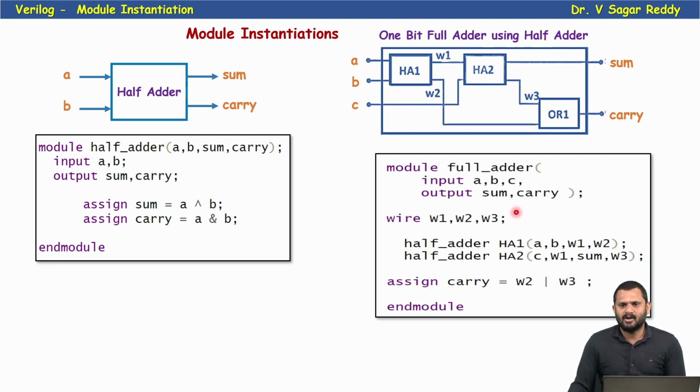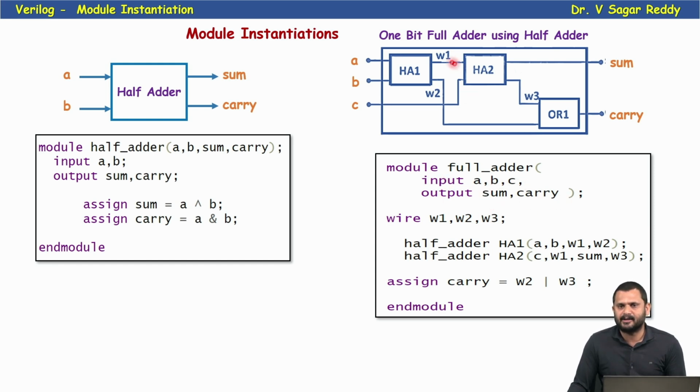Now this is my output, the Verilog code for this full adder. Module full adder having a b c as input and sum and carry as output. Here I just list the ports and declare them as input, but we can do it like this also. In this style you can mention them as input a comma b comma c. Either you can do like this, listing the ports and then declaring them as inputs and outputs, or while defining the module you can mention them as input or output: input a comma b comma c and output sum comma carry.